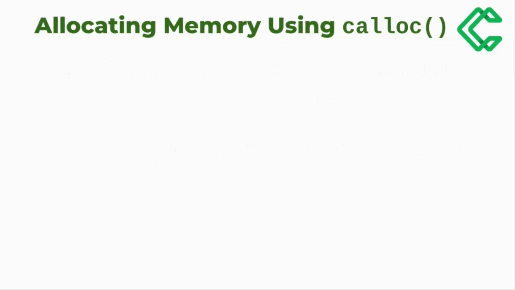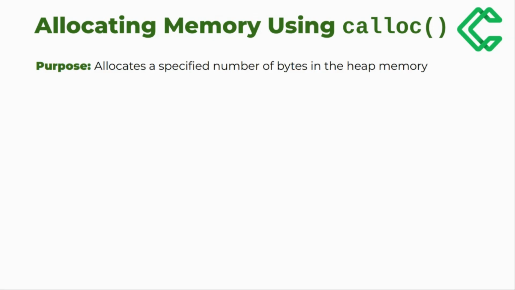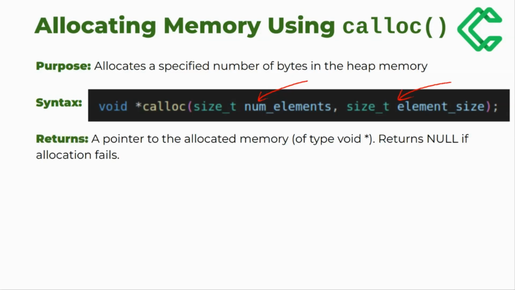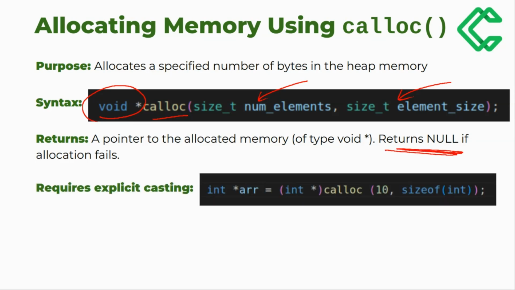Now let's understand what calloc is and how it is used to allocate memory. The purpose of the calloc call is to allocate a specified number of bytes in the heap memory. The syntax for calloc is this. As input arguments, it accepts the number of elements and the size of each element. If memory allocation is successful, calloc returns a void pointer, a pointer to the allocated memory. If allocation fails, it returns a null pointer. Calloc requires explicit typecasting.